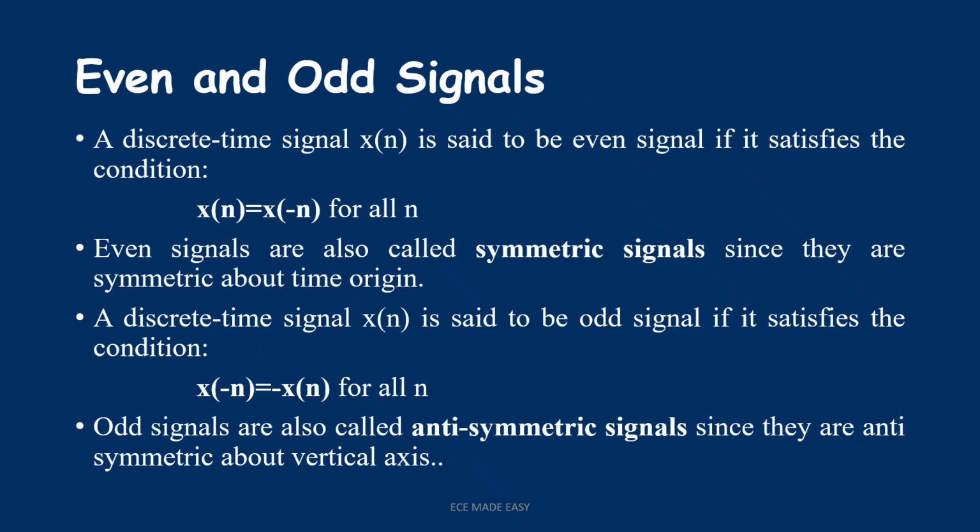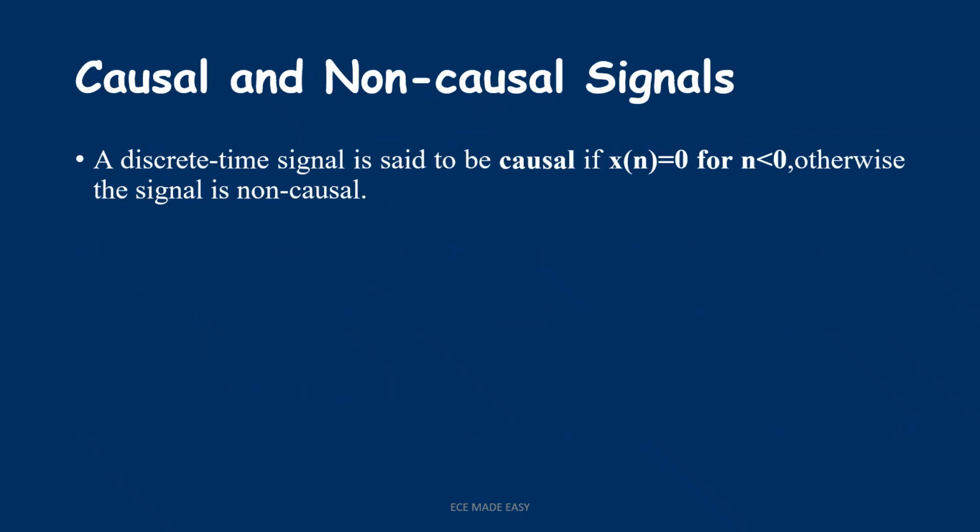Even signal and odd signal. A discrete time signal is said to be an even signal if x of n equal to x of minus n for all values of n, while a signal is said to be an odd signal if x of n equal to minus x of minus n for all values of n. So the even signals are symmetric signals, while odd signals are antisymmetric signals about the vertical axis.